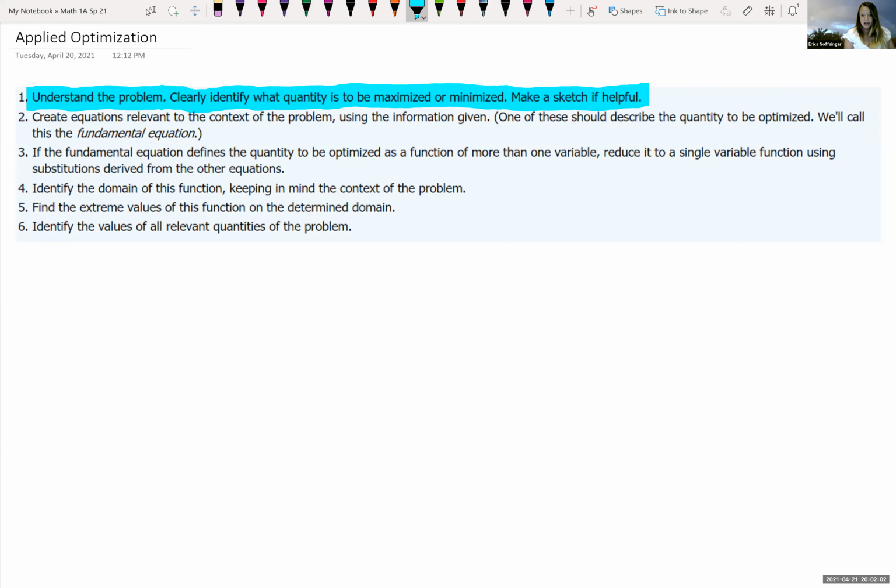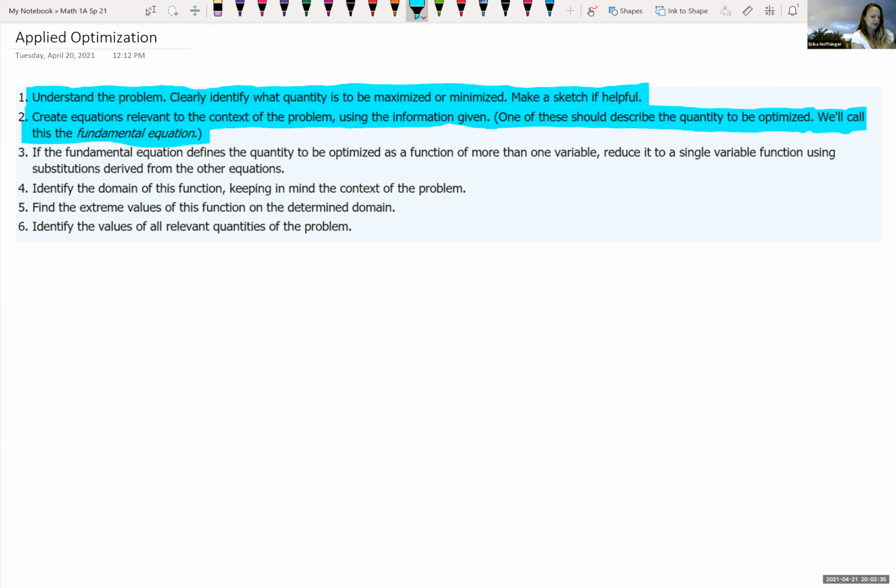So a lot of times we want to maximize or minimize something, but they're giving us information about other things about the problem. And these are usually constraints that we have, and it helps us to be able to take what we're maximizing or minimizing and rewrite it in terms of one variable. So we're going to create equations relevant to the context of the problem using information given. So one of these should describe a quantity that we're trying to optimize, and we'll call this the fundamental equation.